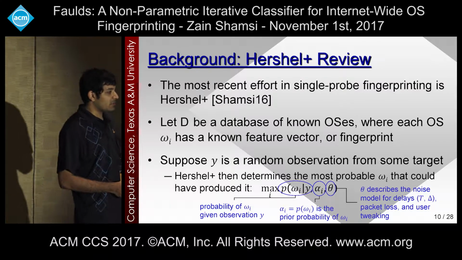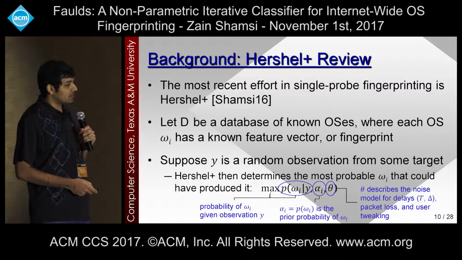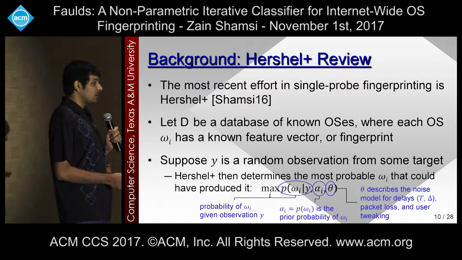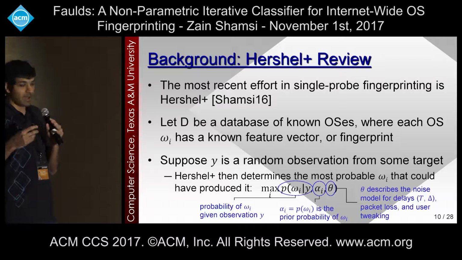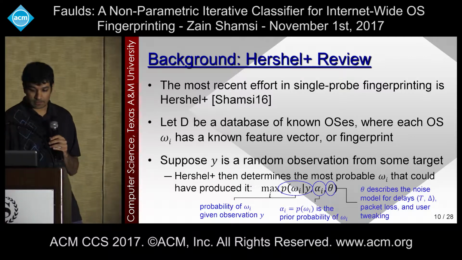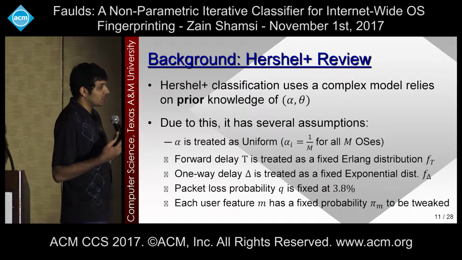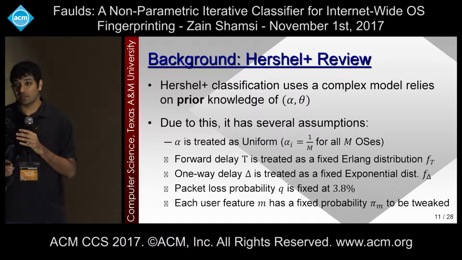All right, and this also depends on the prior probability of that OS, alpha, as well as theta, which describes the noise model which I talked about. So it includes t, our delta, packet loss, as well as user tweaking, all in that theta there. So Herschel Plus then builds this complex model which relies on prior knowledge of alpha and theta.